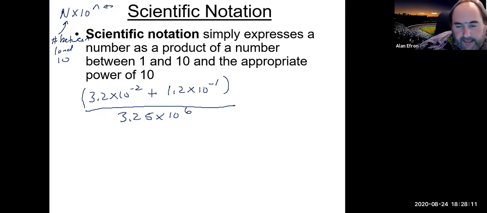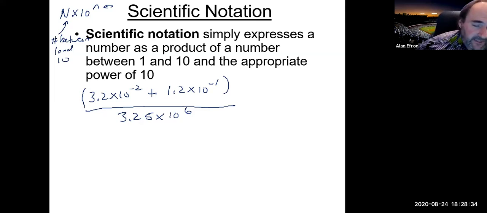Okay, so let us take a look. I see some answers rolling in. All right. So we're going to do the part in parentheses first. So we're going to do 3.2, exponent button, negative button, and 2, plus 1.2, exponent button, negative 1.